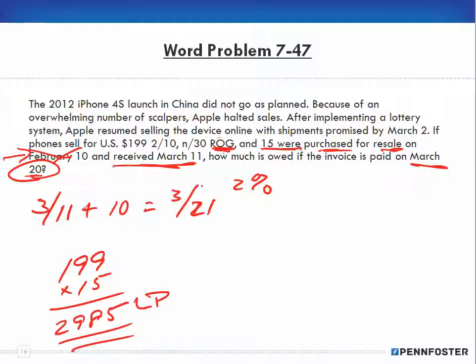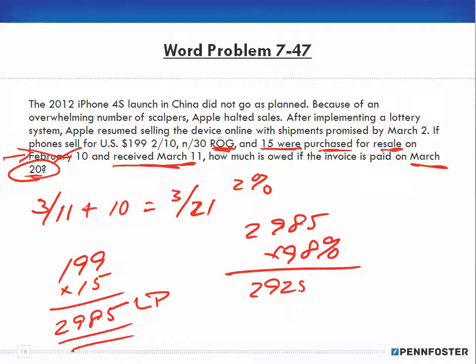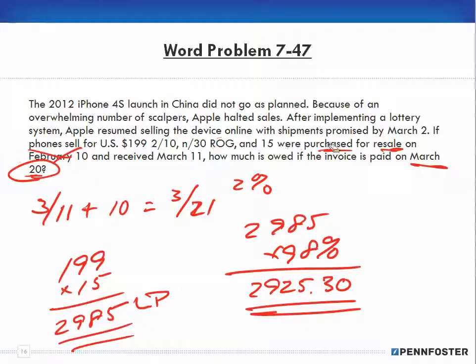All right. Now, let me see here. So all I have to deal with is the 2% discount. So I have $29.85, and it's asking me how much I have to pay. Well, if I take 2% off, 100% minus 2% is 98%, would be how much I would owe. So 98% of $29.85 is $2,925.30. So that's how much I owe for the phones. A little bit sloppy.